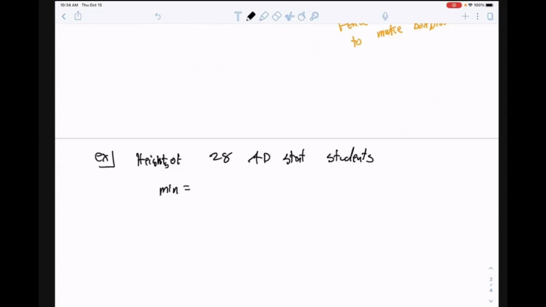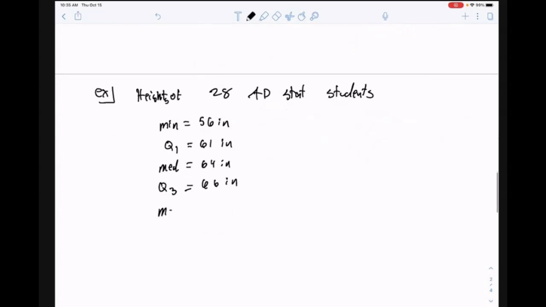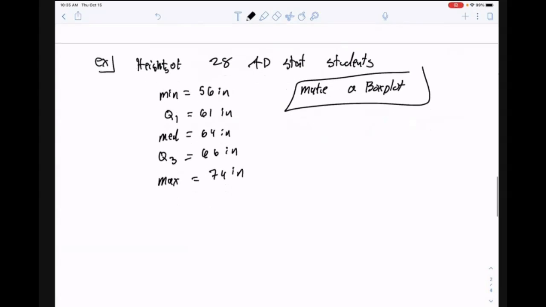The min was 56 inches. Q1 was 61 inches. The median, and this is given, or if I found the data and I found the 5-number summary, the median was 64 inches. Q3 was 66 inches. And the maximum height was 74 inches. So here is my data. I'm going to make a box plot. That's my assignment here. Make a box plot.